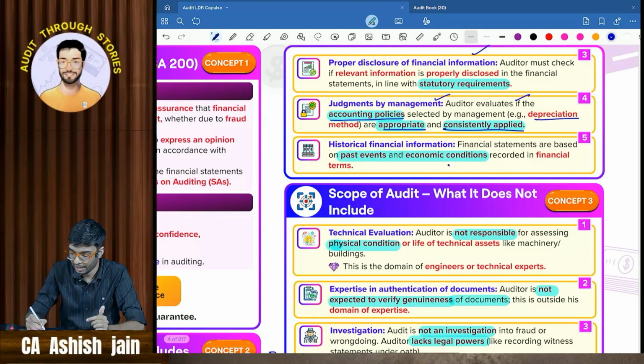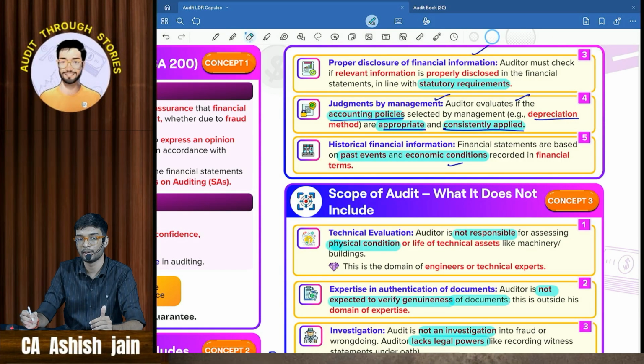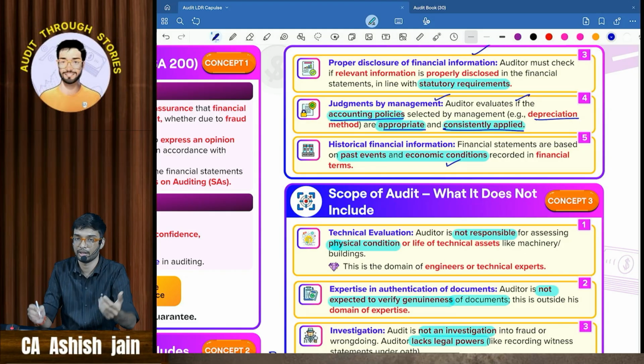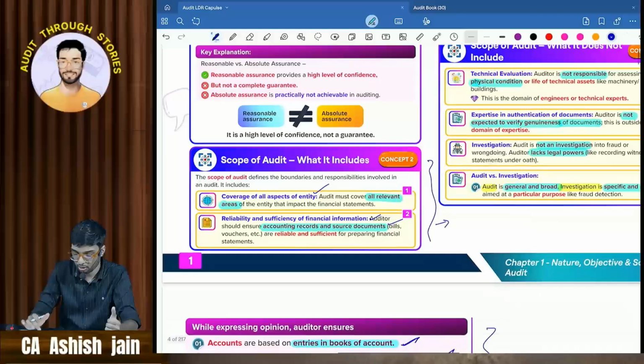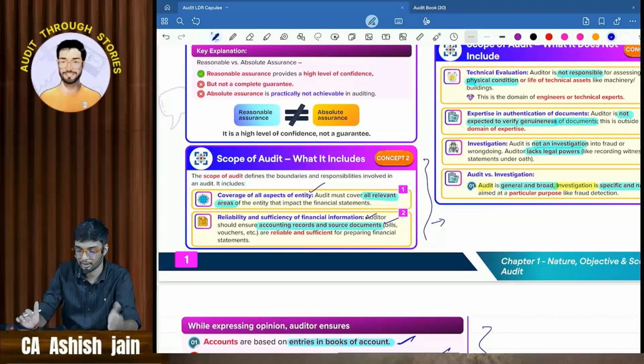Then historical financial information. The balance sheet and P&L are prepared based on past events and the economic condition. So past events and economic condition is the keyword which you have to write. So these are all the scope of audit which is included.